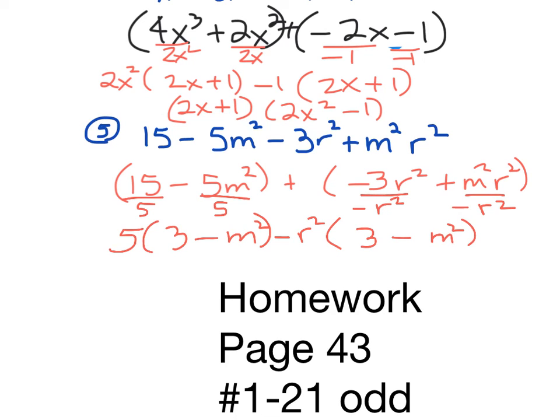So now I do have a common factor. My common factor is 3 minus m squared. And then I put together the two greatest common factors. I'm done.